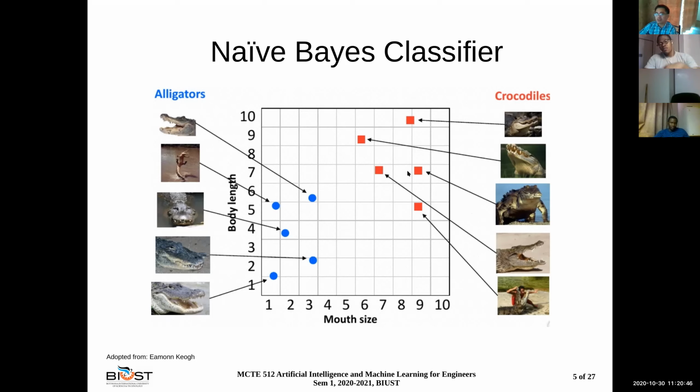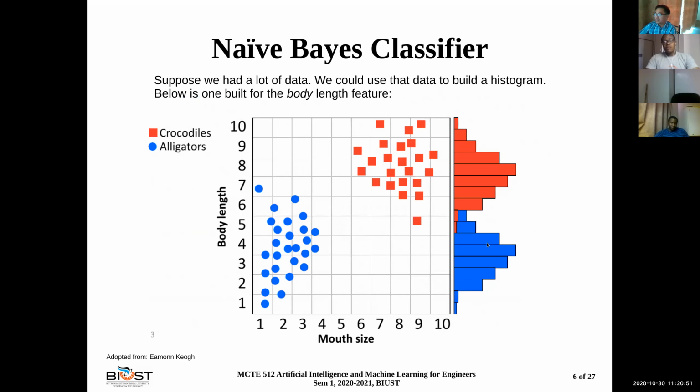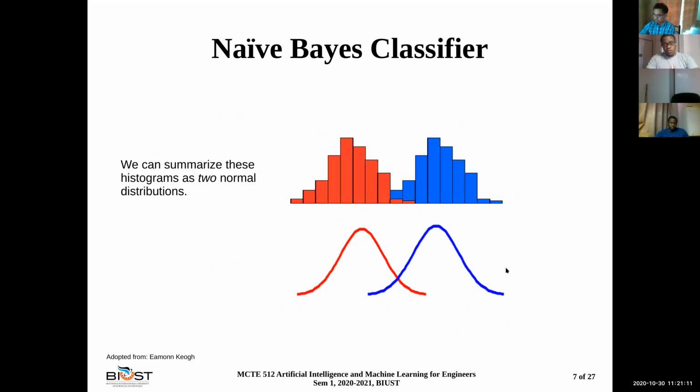Okay, so with this we can already see that this will be the group of alligators and these are the crocodiles. Okay, and so we can also plot in terms of the distribution of the sample, and so around here, there's a Gaussian distribution of the histogram of the number of sample crocodiles based on these features that are given in terms of mouth size and body length. And so we can look at it as two normal distributions of our sampling data. Okay, the red is the crocodile and the blue are the alligators.